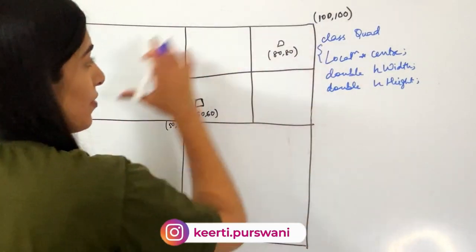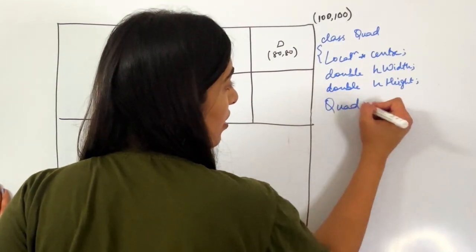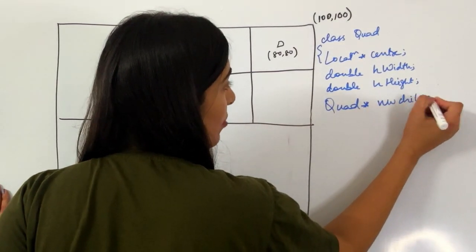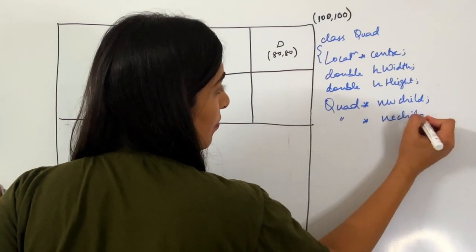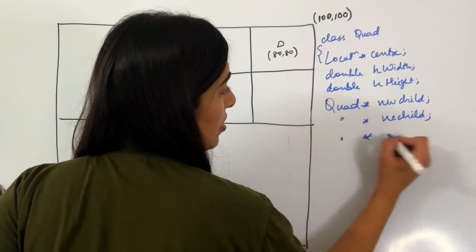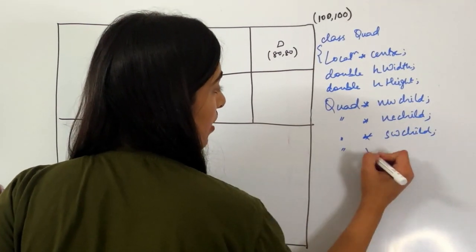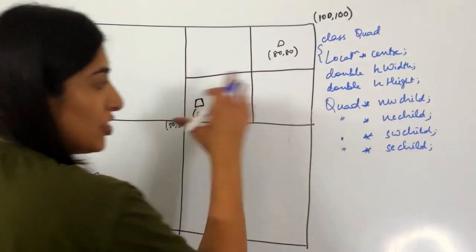Then we have references to the four children. So obviously we are going to have Quad, a reference to the northwest child, so I'm just going to write it NW. And then similarly to the northeast child, similarly to the southwest child, and similarly to the southeast child. So there are four references over here to the children.